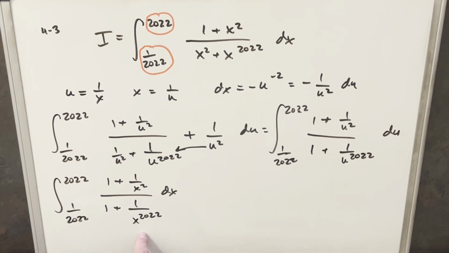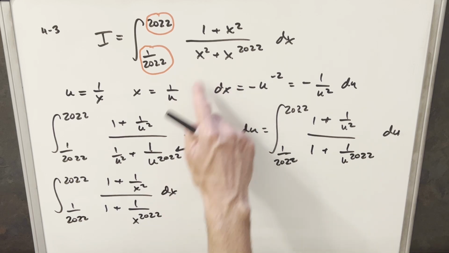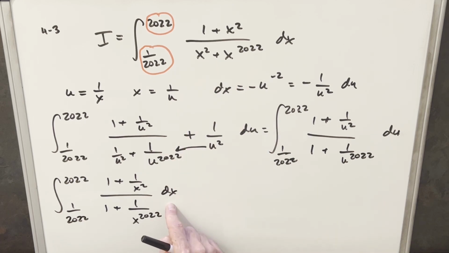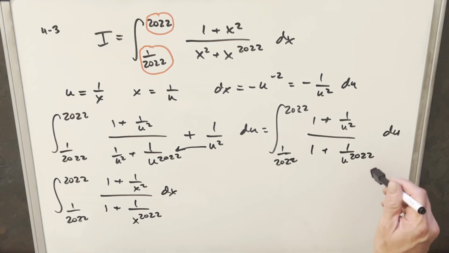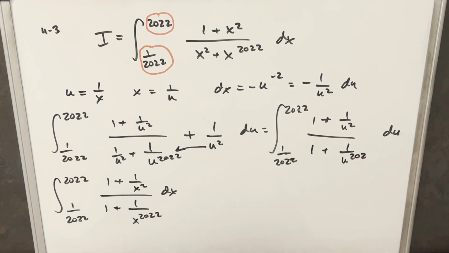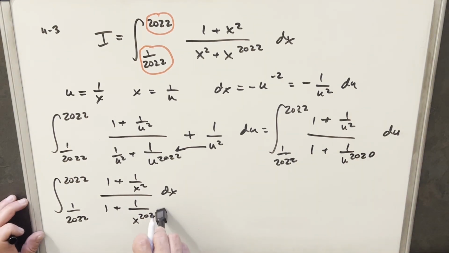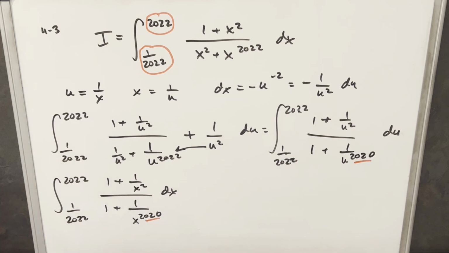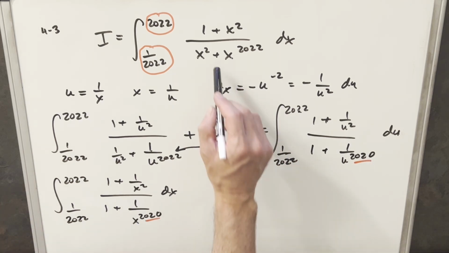Now from here, the only other thing I want to do to add these together is I want the same denominator here and here. And so what I'm going to need to do, sorry, I made a mistake right here. This is supposed to be a 2020, and I'll fix it right here, 2020. So next what I want to do, I want to get the same denominator here so I can add these together.